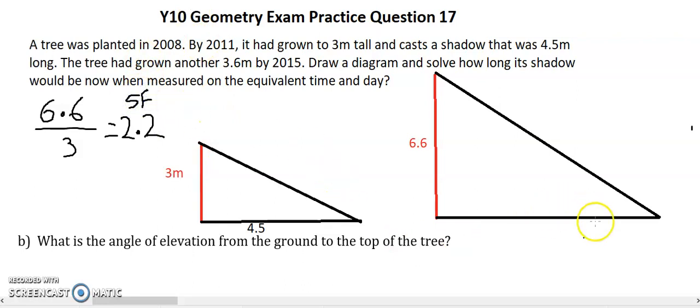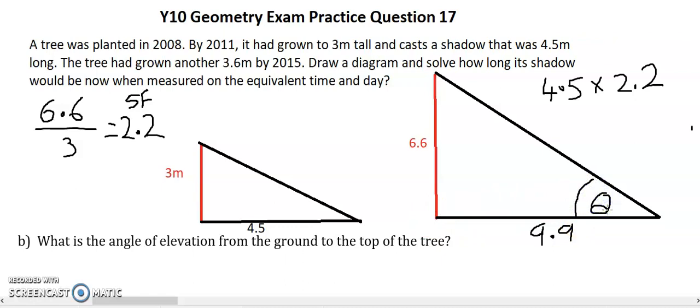That helps me work out the length of my shadow, because now I just need to times 4.5 by the scale factor of 2.2, and that gives me 9.9. So my shadow is 9.9. Now the next step, it says, what is the angle of elevation from the ground to the top of the tree? So we are looking at this, our angle right here.